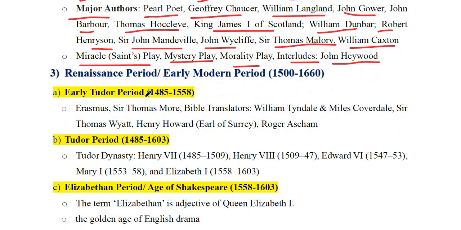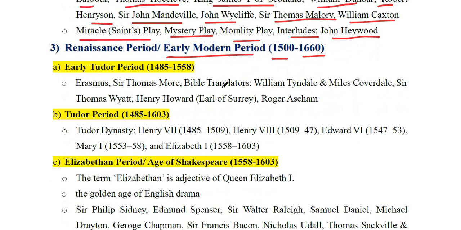Then comes the Renaissance period, which is also sometimes referred to as the early modern period. What we have today as the English language began during the Renaissance period, that is why we call it the early modern period. It spans from roughly 1500 to 1660. Now, this is a huge time span. It is subdivided into many categories.